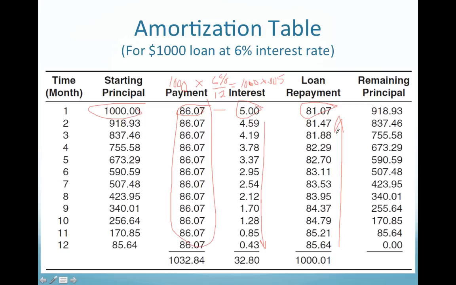Because there's a relationship between the interest and the principal. These two things added together equal the payment. So if you add the $4.59 and $81.47, that'll equal the $86.07. All right, it should.